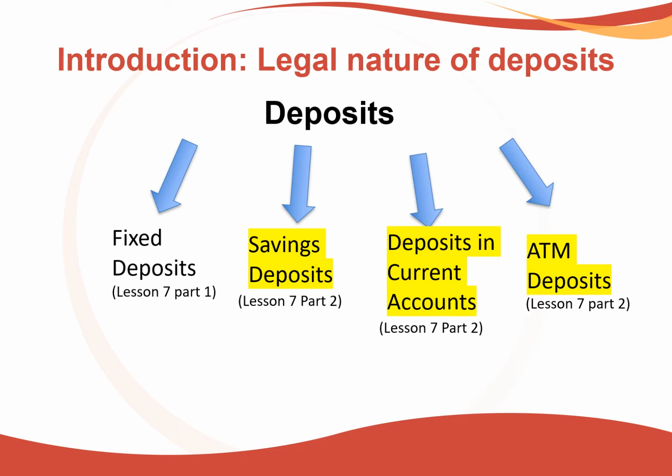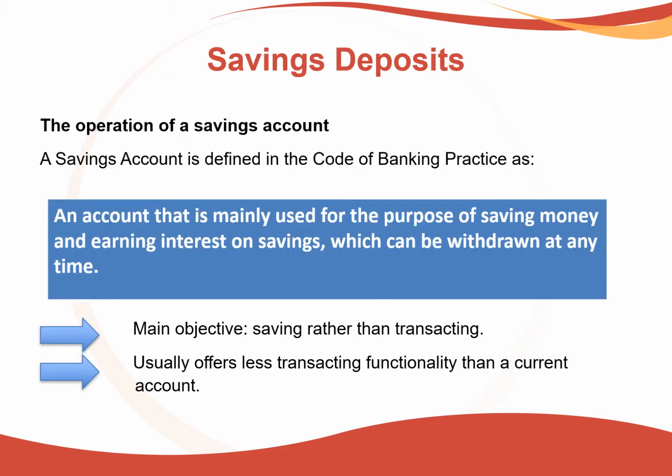We will first start with savings deposits. To understand what is meant by savings deposits, we will first take a look at the operation of a savings account. A savings account is defined in the Code of Banking Practice as an account that is mainly used for the purpose of saving money and earning interest on savings, which can be withdrawn at any time. As the main objective of a savings account is saving rather than transacting, it usually offers less transacting functionality than that of a current or check account.